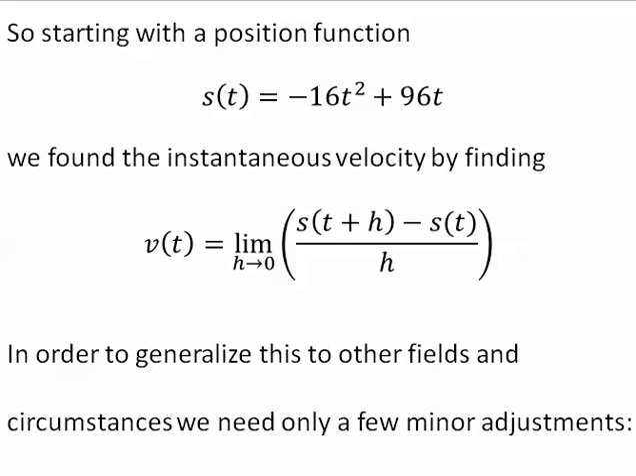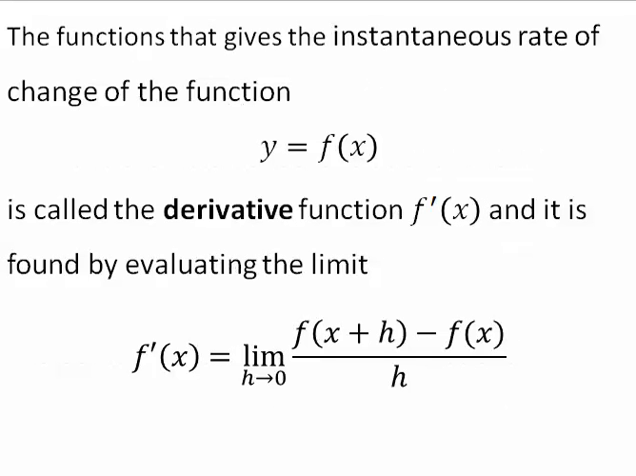In order to generalize this to other fields and circumstances, we need only make a few minor adjustments. The function that gives the instantaneous rate of change of y equals f of x is called the derivative function, f prime of x, and it is found by evaluating the limit of the average.